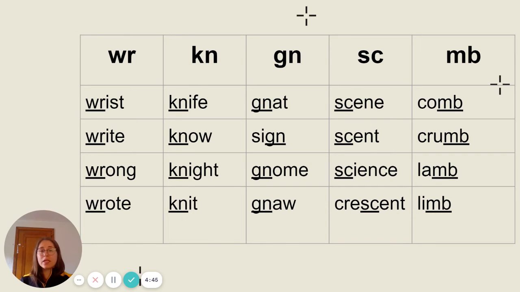This is your finished spelling chart. Pause again if you need to get them copied down. Again, we have in the WR column, wrist, right, wrong, and wrote. The KN column, knife, no, night, knit. The GN column, gnat, sign, gnome, gnaw. The SC column, scene, scent, science, crescent. And the MB column, comb, crumb, lamb, limb.